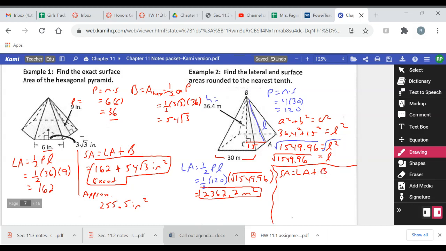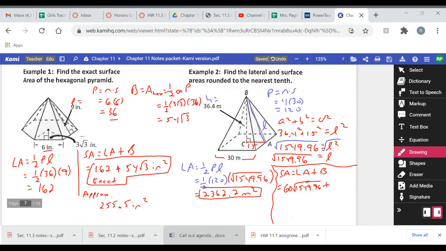Okay, so in this case, you may want to just keep it exact for now, just so I'm not rounding too much throughout the problem. I've got 60 square root of 1549.96. Or if you already have that 2362.2 in your calculator with other numbers following it, if you have all that left in your calculator, that is the exact part of that. So you could just use that.